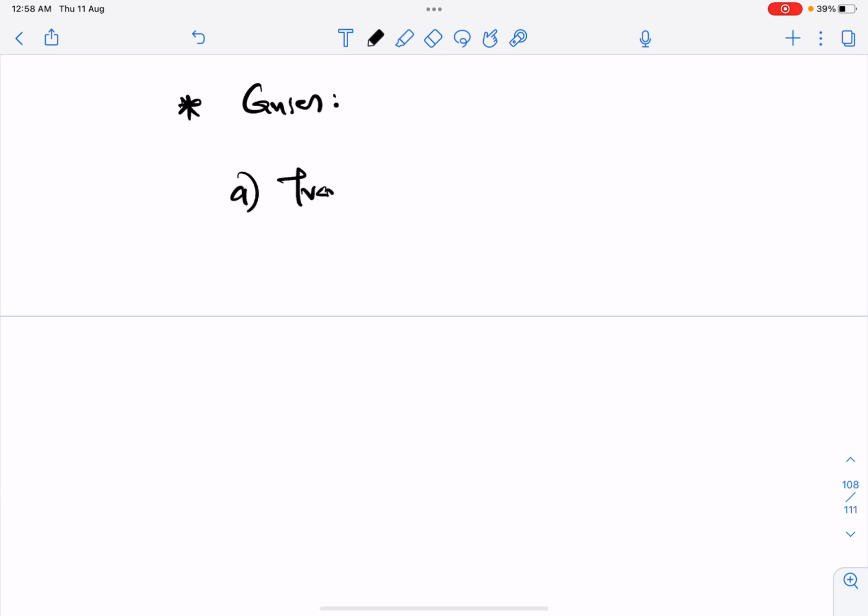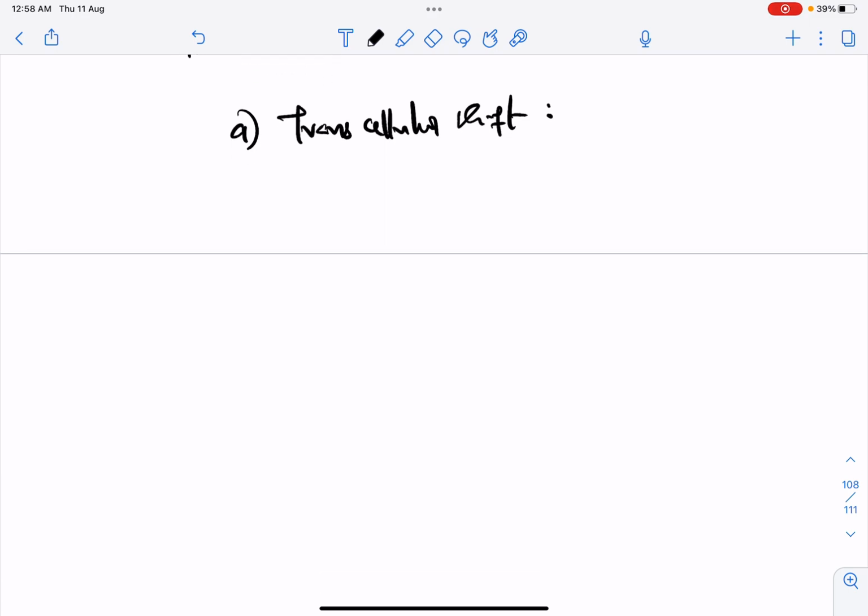Transcellular shift. There are various triggers for transcellular shift of potassium. That is, potassium is shifting from the extracellular compartment to the intracellular compartment, so the serum potassium concentration decreases. The triggers include, first, alkalosis, which we have already discussed. Alkalosis will decrease serum potassium value.